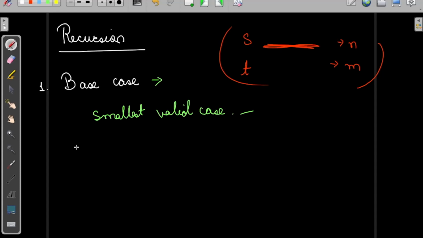Okay. So if N is equal to 0, then the answer would be -1. This is the first scenario. In the next scenario, the smallest valid case would be when M is equal to 0. When M is equal to 0, that means any character from S would be an answer. So if M is equal to 0, the answer would be 1, and in the other scenario the answer would be -1. Okay, these are the two base cases that we would consider.